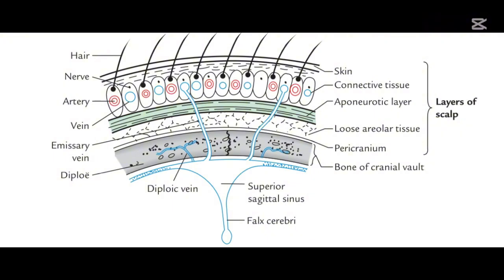L is for loose areolar tissue. This is a very, very clinically important area in the scalp. After loose areolar tissue, you have the pericranium. So you have skin, connective tissue, aponeurosis, loose areolar tissue, and pericranium. If you use the mnemonic SCALP, it's much easier.